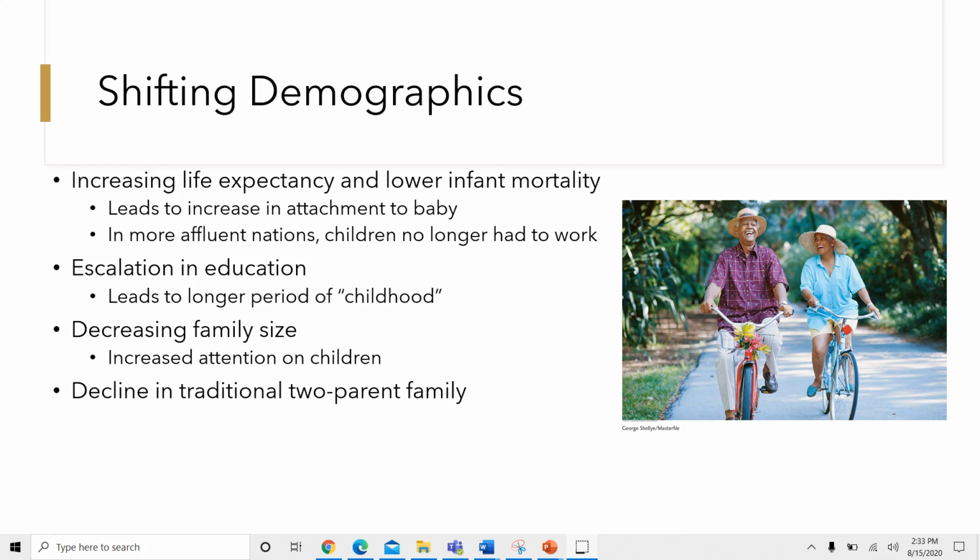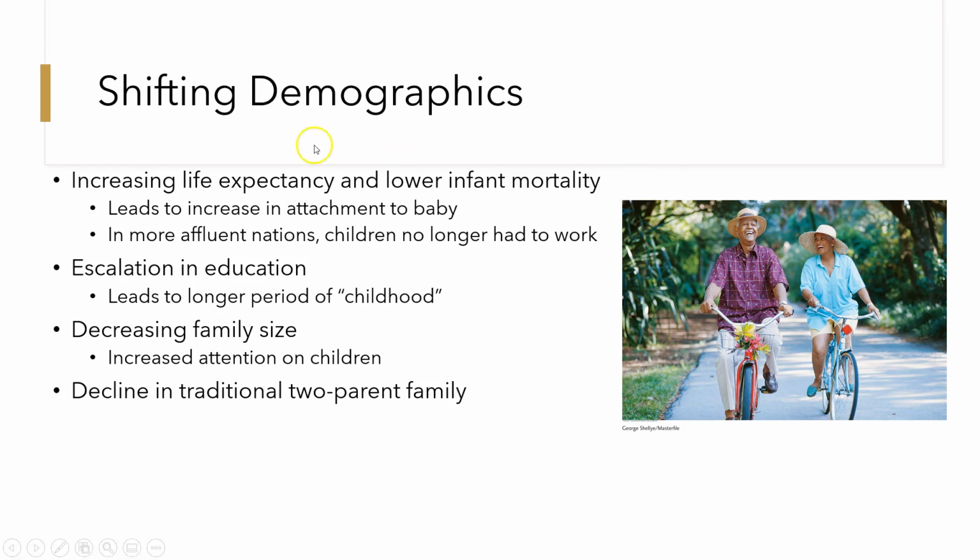And there are some shifting demographics that we're seeing that can have an impact on child development. So there's research going on in all of these topics, and we will cover them as we go through this class. An increasing life expectancy and lower infant mortality rate, leading to an increase of attachment to the baby because the baby is more likely to survive. And in more affluent nations, children no longer have to work. And so, again, not having to work and being able to go to school has a huge developmental impact.